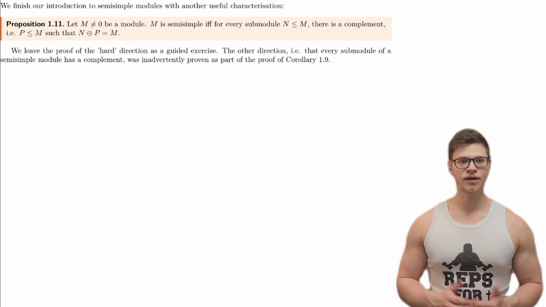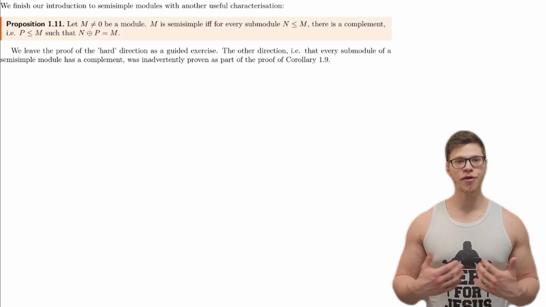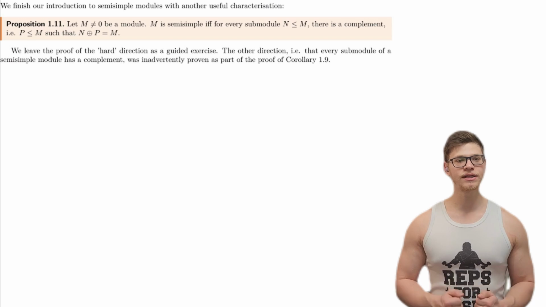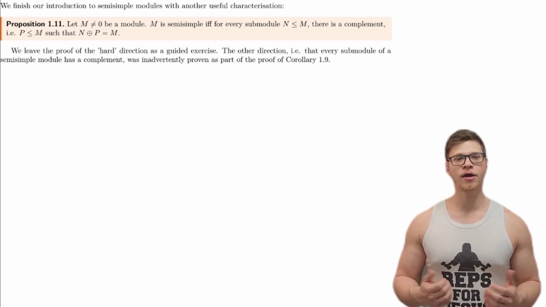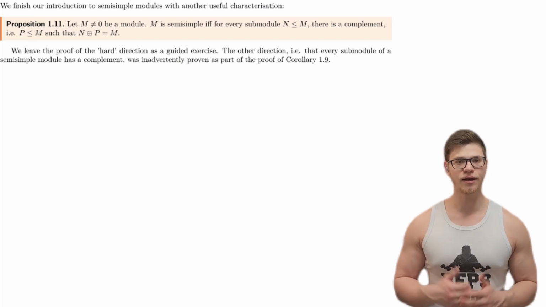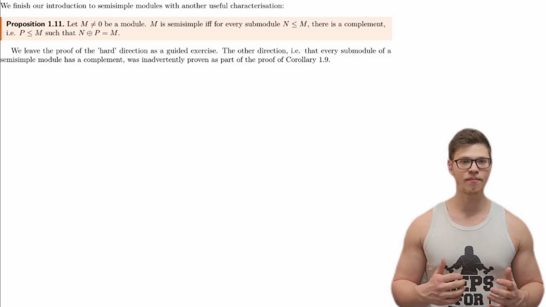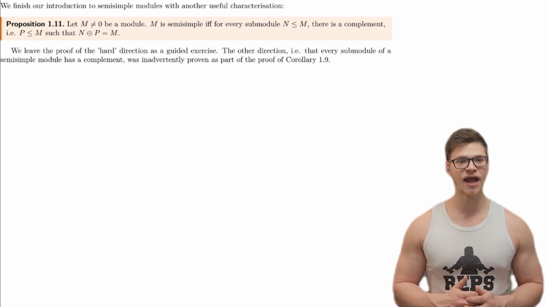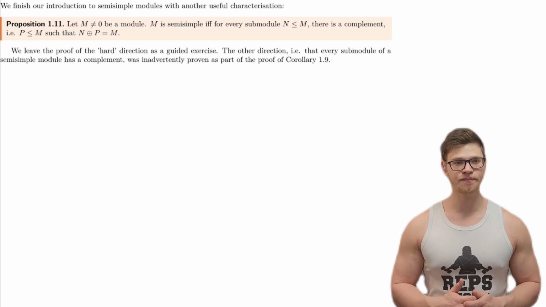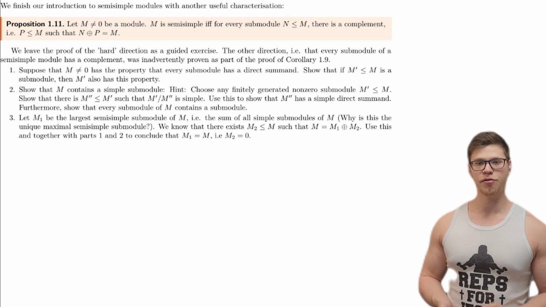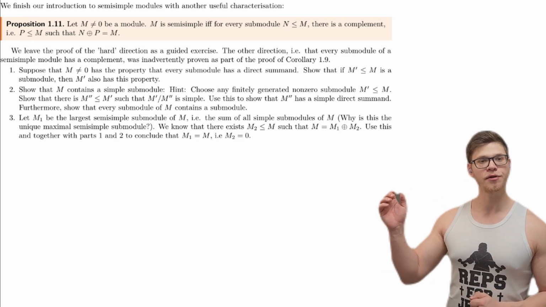The other direction, i.e. that every submodule of a semi-simple module has a complement, was inadvertently proven as part of the proof of corollary 1.9. Recall that to prove that a submodule M prime is semi-simple, we first showed that it had a complement M double prime. I will now leave the guided exercise on screen. It also appears in the notes in the description.